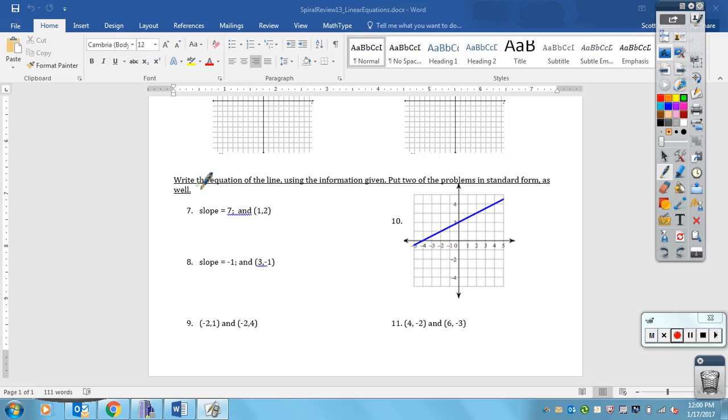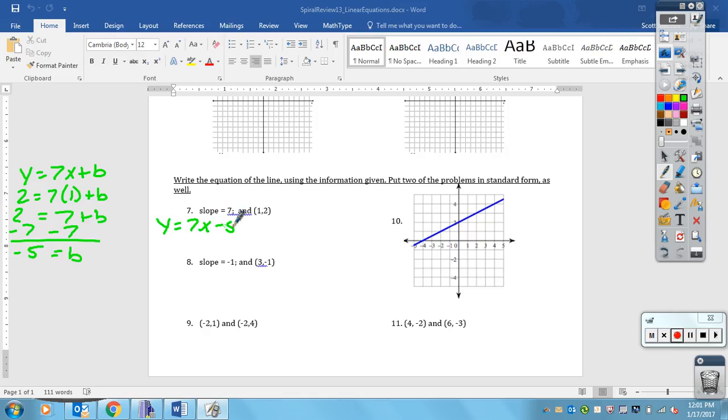Number 7, well, sorry, these problems say write the equation of the line using the information, and then put 2 of the problems in standard form as well. So I might as well do all of them in standard form. Slope is 7, coordinate is (1, 2), y equals 7x plus b. Let me plug in. Y is 2 equals 7 times 1, which is x, plus b. 7 plus b equals 2, minus 7, minus 7. B equals negative 5, so my equation is y equals 7x minus 5.